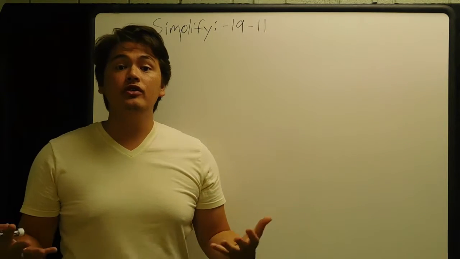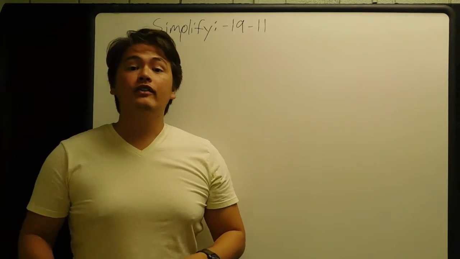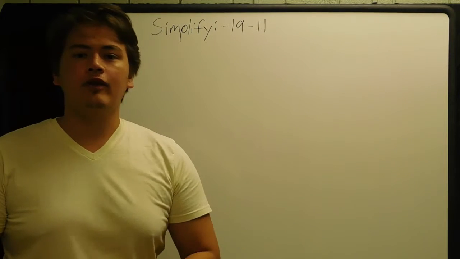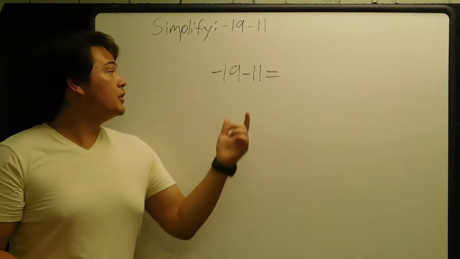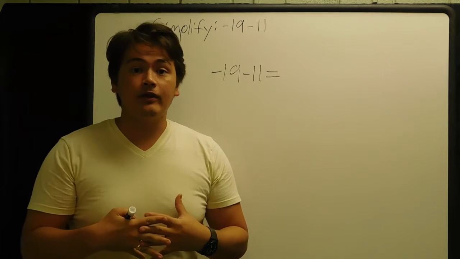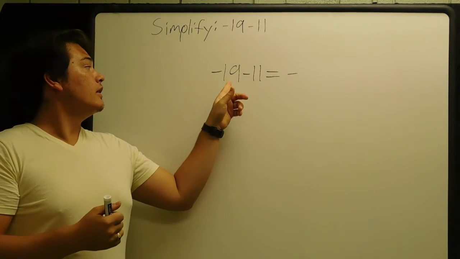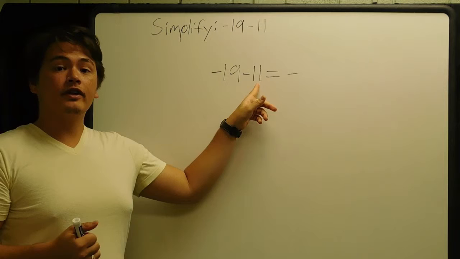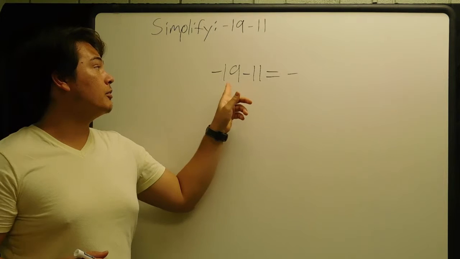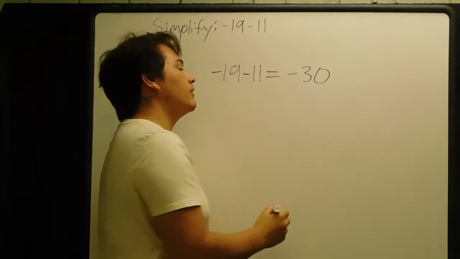And what happens when you are combining a negative number and a negative number, it's going to become a greater negative number or a lesser negative number depending on your perspective. So when you have a negative number and a negative number, they're going to add together to become a bigger negative number. So 19 and 11 added together is going to give me 30. But it's going to be a negative 30 because it's a negative 19 and negative 11. So in total, it's going to be a negative 30.